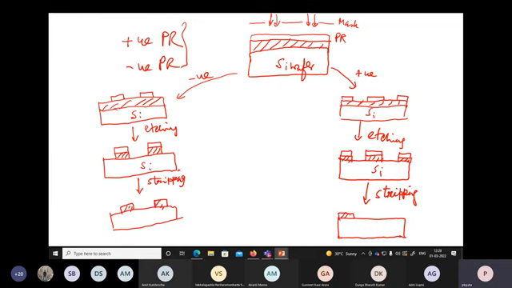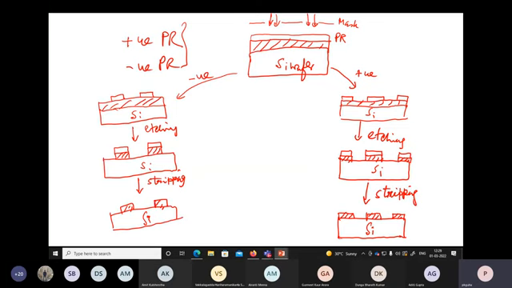Okay, so you end up with this pattern. Depending on your usage of resist, your pattern will be opposite. You see, this is with positive resist and this is with negative resist. So you have to keep in mind what kind of resist you are going to use for your photolithography technique.